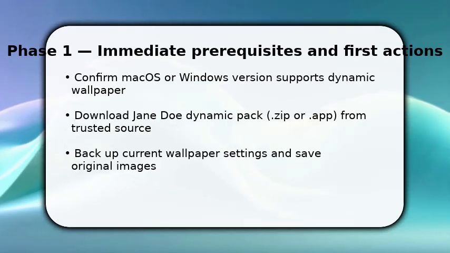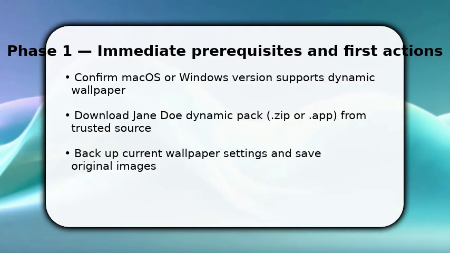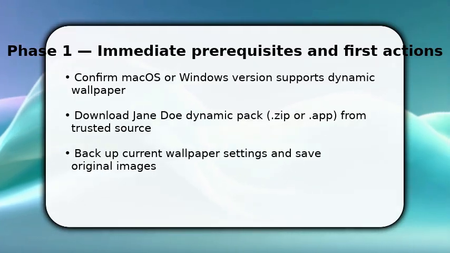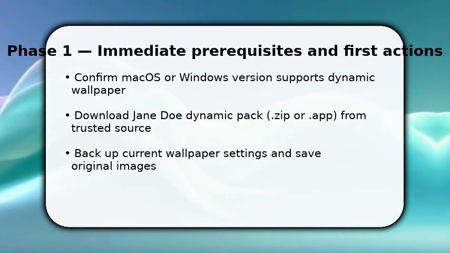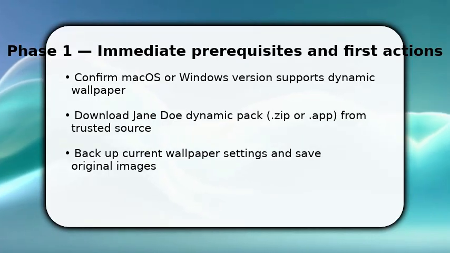You begin by confirming your OS supports dynamic wallpaper, check version and system preferences. Once done, download the Jane Doe Dynamic Pack. Choose the zip or installer package.